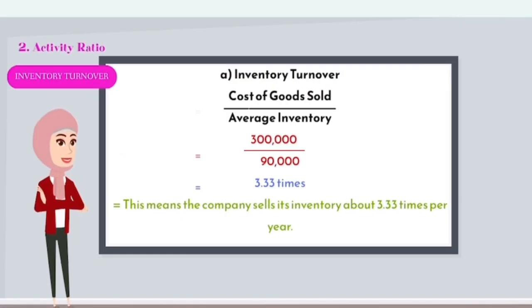Inventory turnover ratio. The formula for inventory turnover is cost of goods sold divided by average inventory. In this case, the cost of goods sold is 300,000 and the average inventory is 90,000. To calculate the inventory turnover, we divide 300,000 by 90,000, which gives 3.33 times. This means the company sells its inventory about 3.33 times per year.